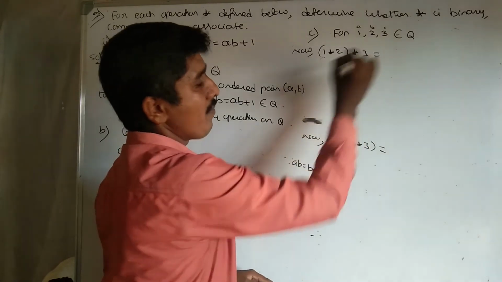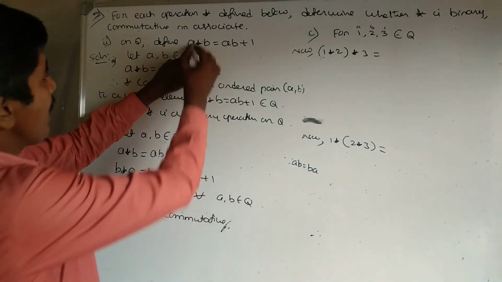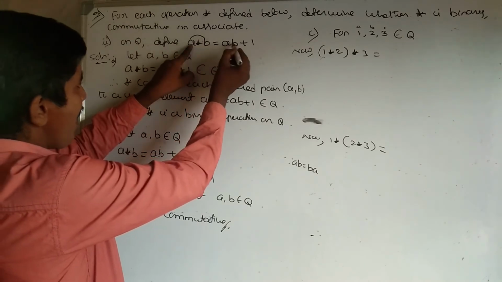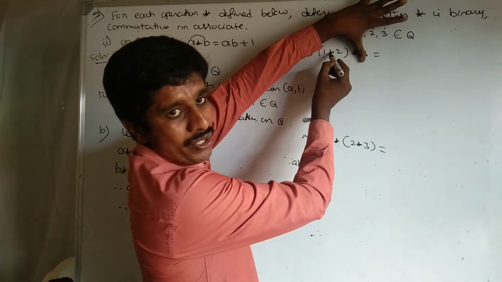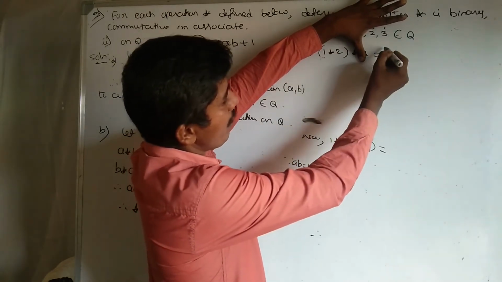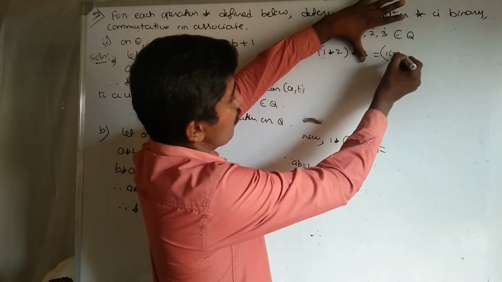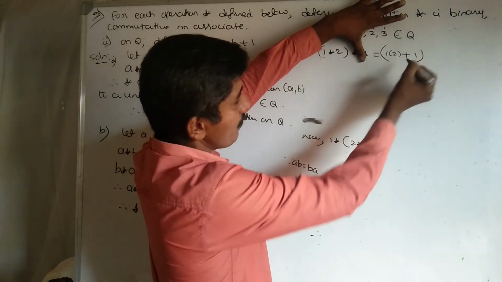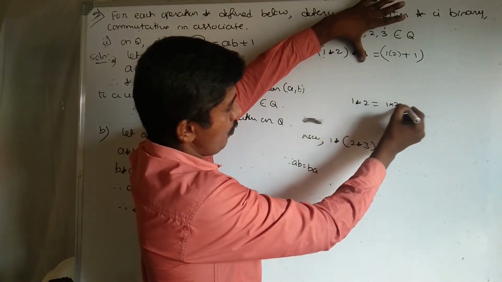Be careful while defining here. Very important: first I am defining the binary operation star. Here A star B means A into B plus 1. Here A equal to 1, B equal to 2, so 1 star 2 is 1 into 2 plus 1.